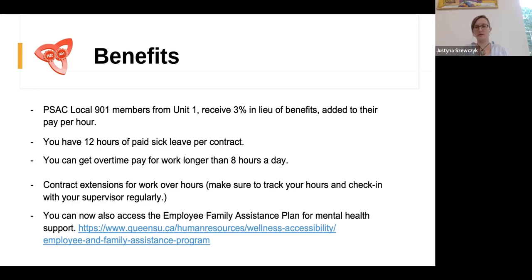Another important benefit, and this is something we have gained in the last round of bargaining, is that we now have 12 hours of paid sick leave per contract. How does that work? I told you just a moment ago that on average, we should not work more than 10 hours a week. So 12 hours of paid sick leave amount to around a week, maybe a week and a little bit more of paid sick leave. Of course, in the collective agreement, there's a more detailed description that will require a medical report, but it's not a very complicated procedure.